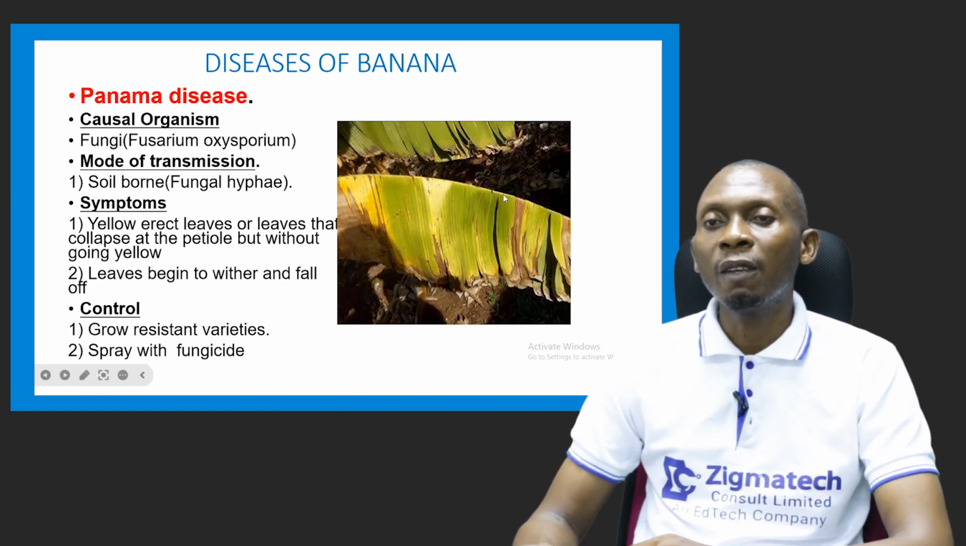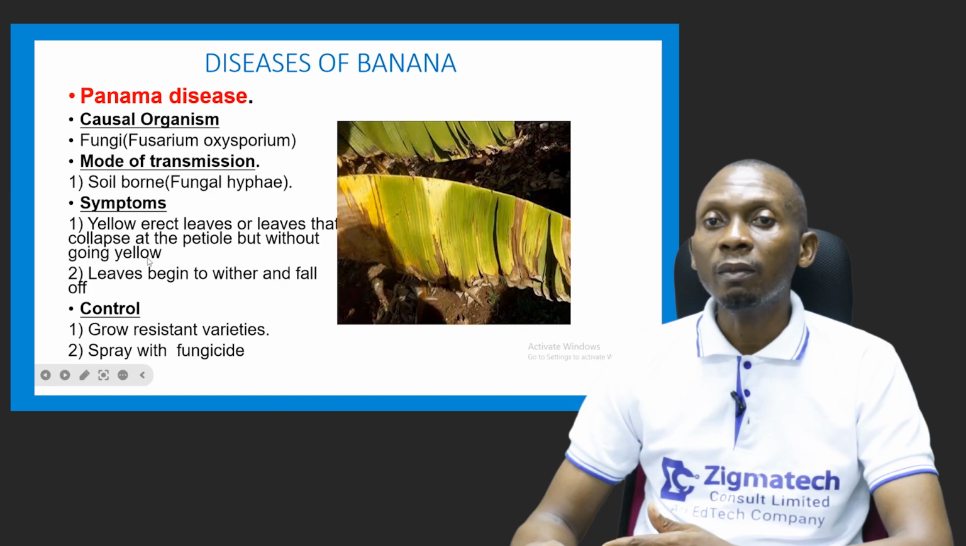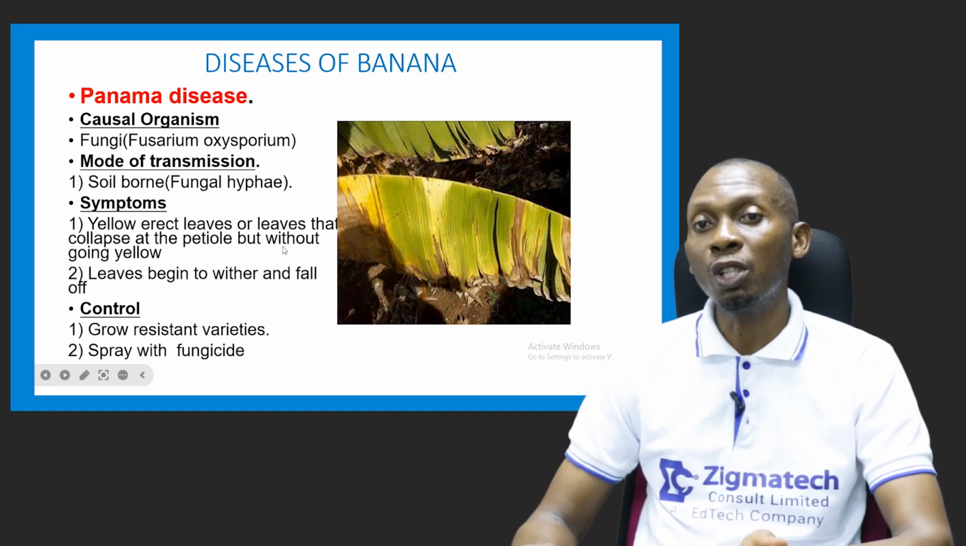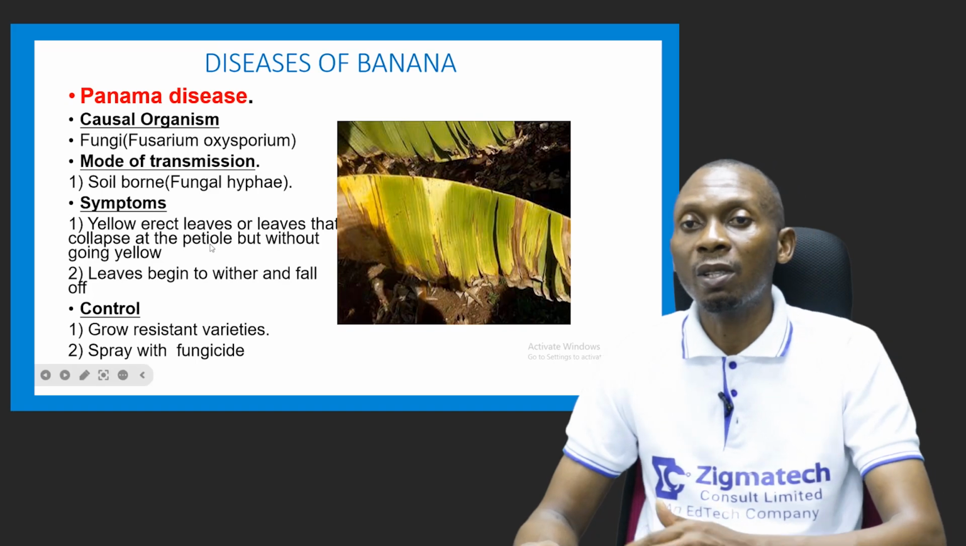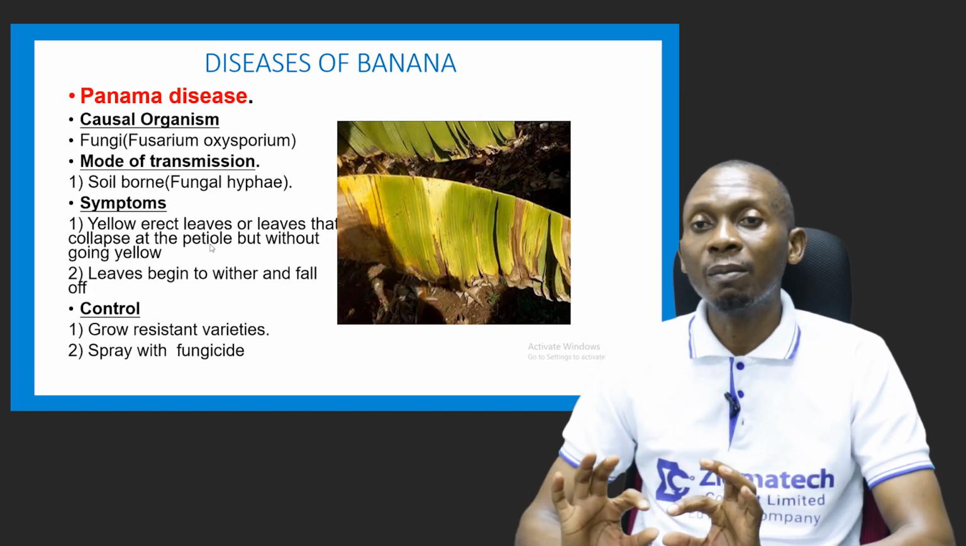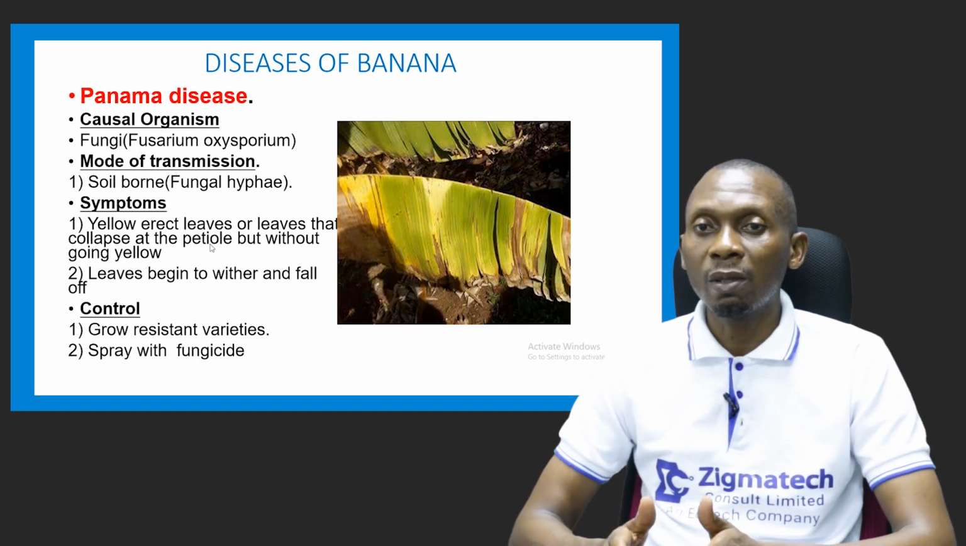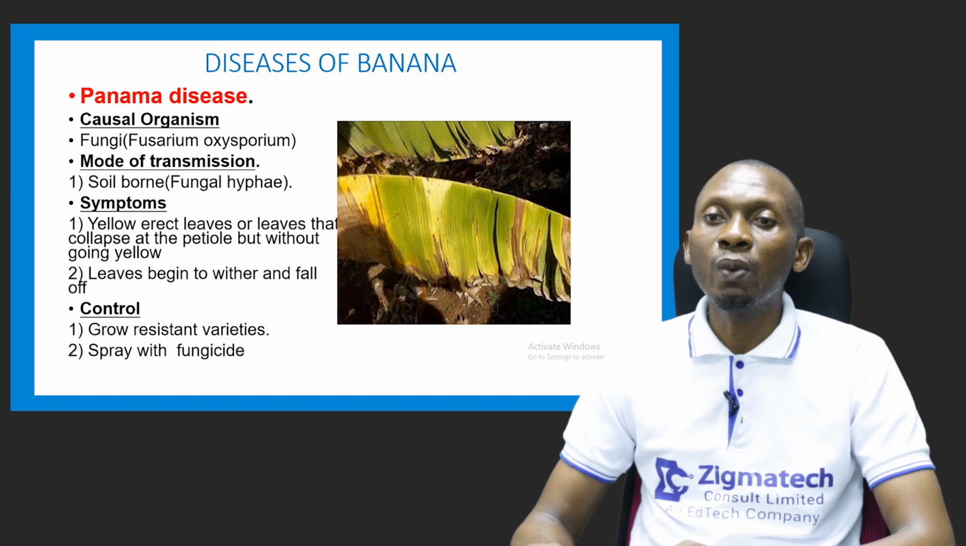at the petiole. Of course, the petiole is the connection between the leaf blade and the stem or the trunk. They will be collapsed at the petiole but without going yellow. So there may be leaves that are not yellow but they will collapse at the petiole. Remember, the petiole is the connection, the tissue, the organ between the leaf blade and the trunk or the stem. Now the leaves begin to wither and fall off.